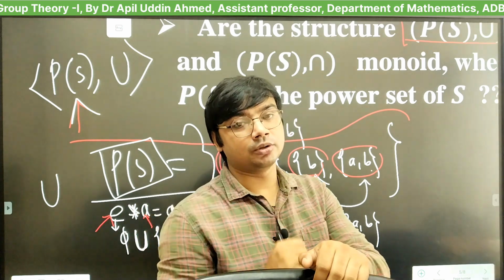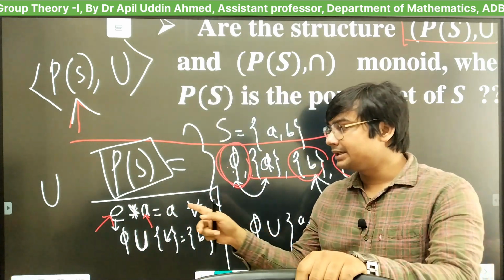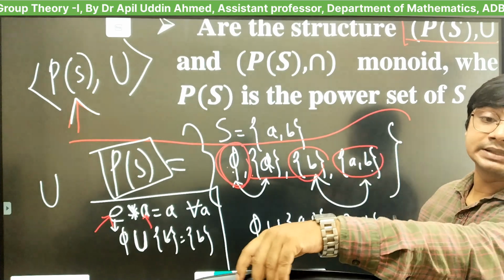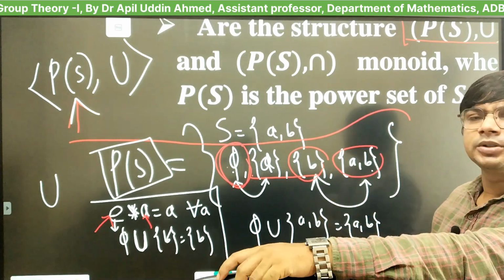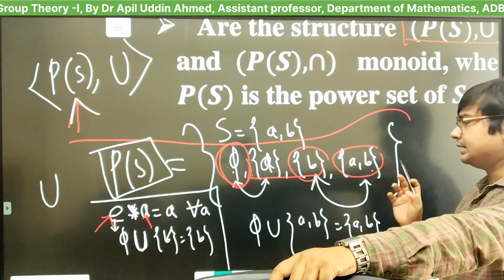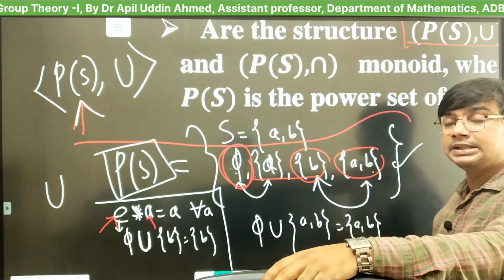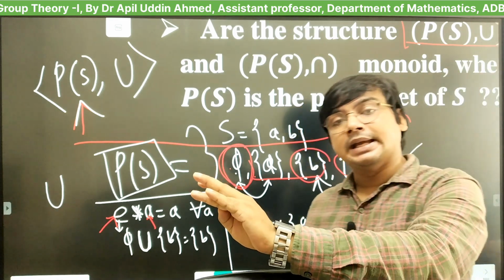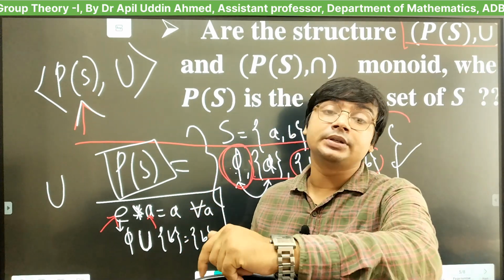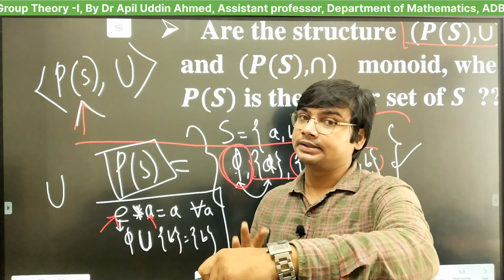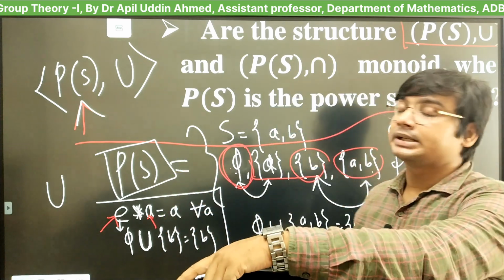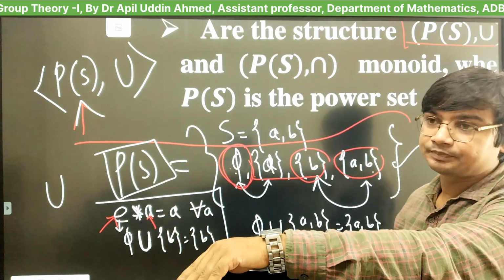And similarly, if we consider the operation intersection, then also we can easily verify the power set forms a monoid. That means it satisfies the closure property, the associative property, and the identity element also exists. So that's why we can say this is a monoid.